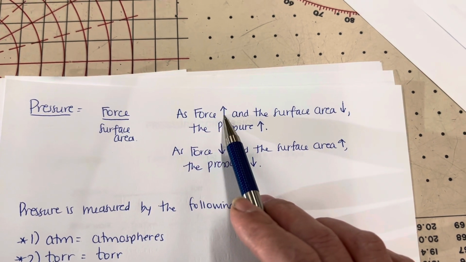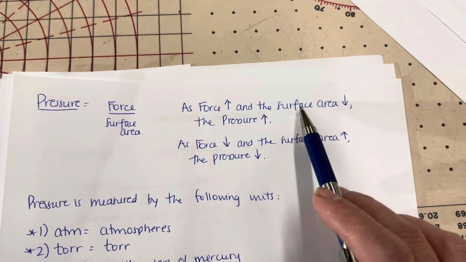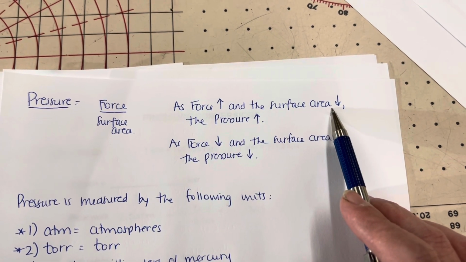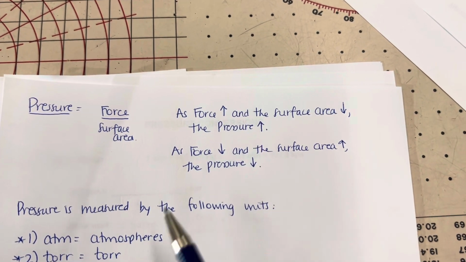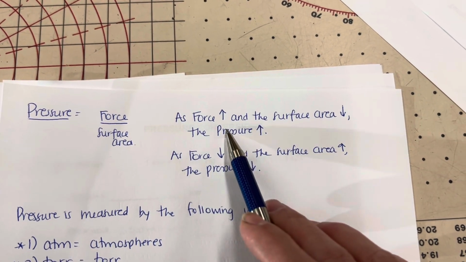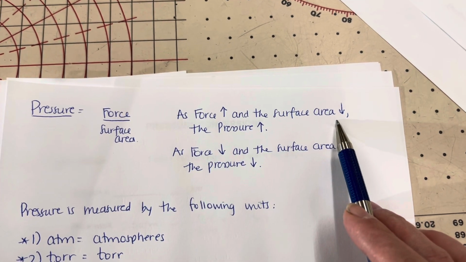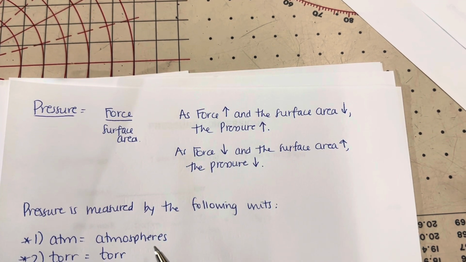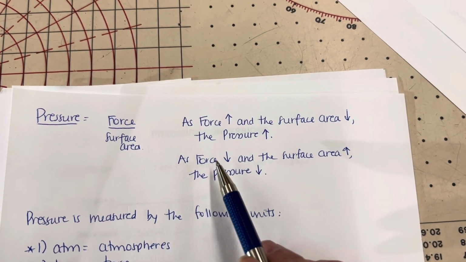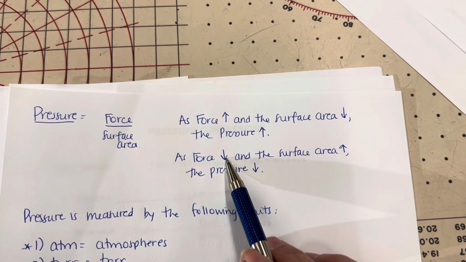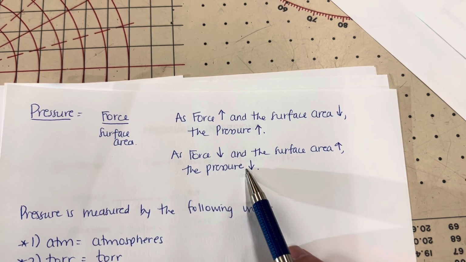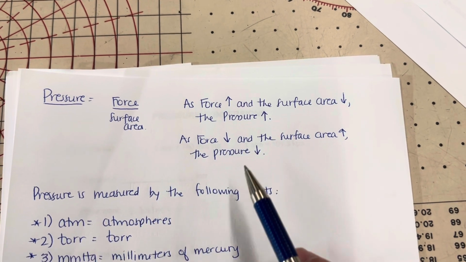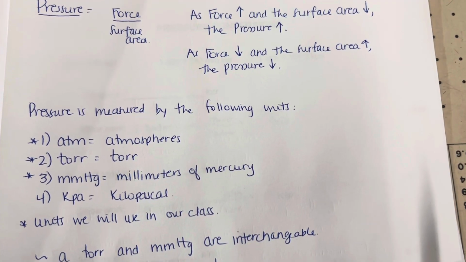So as force increases and the surface area decreases, the pressure goes up. That's an indirectly proportional statement. As one goes up and the other goes down, that's an inverse proportional statement. Now, if we decrease the force and we increase the surface area, then the pressure would go down. We use units to measure pressure.